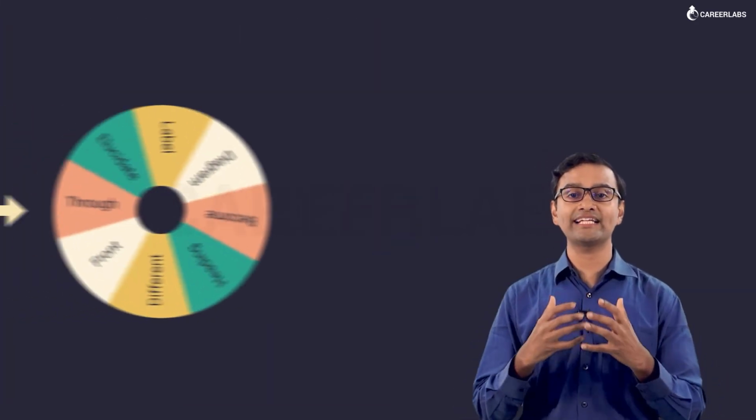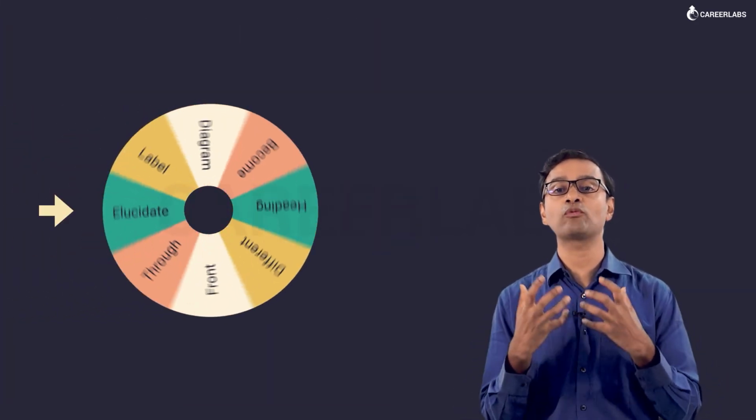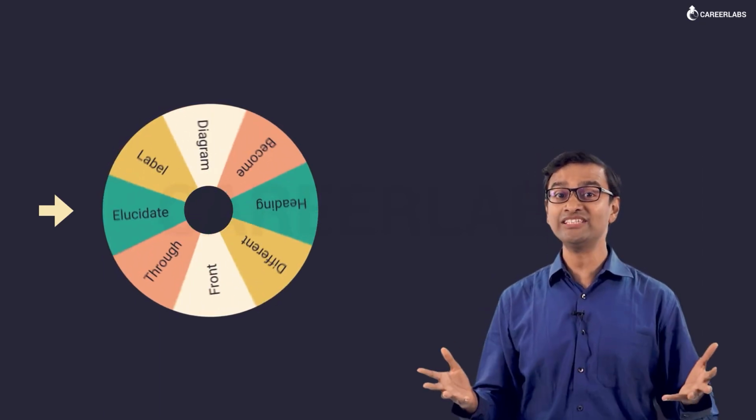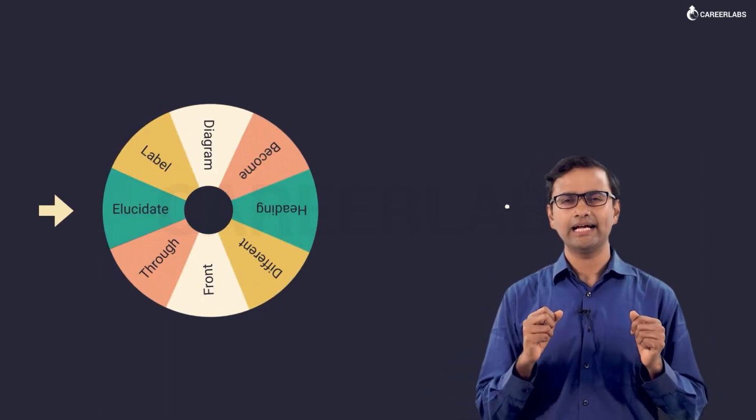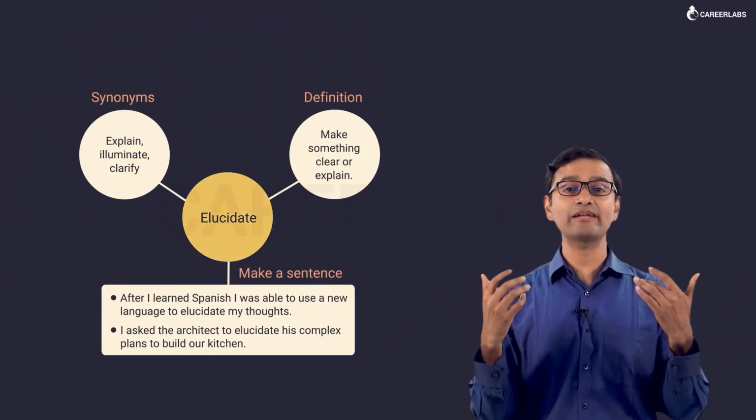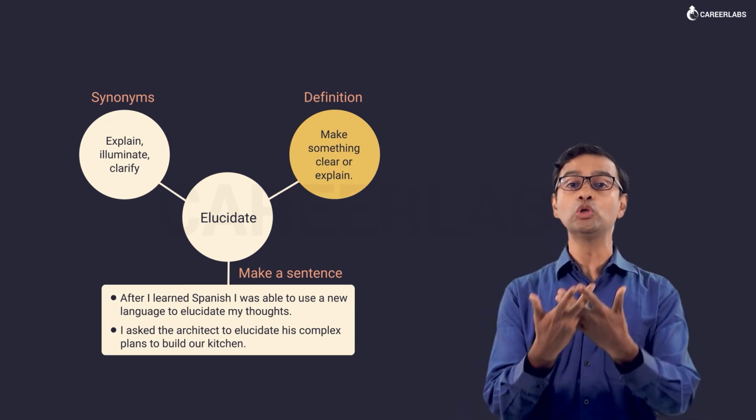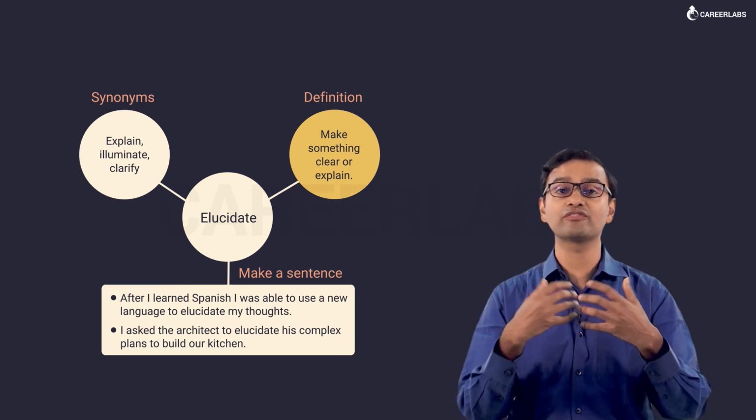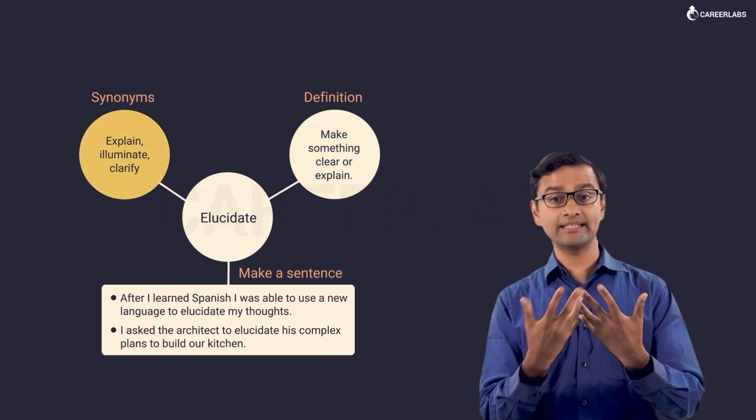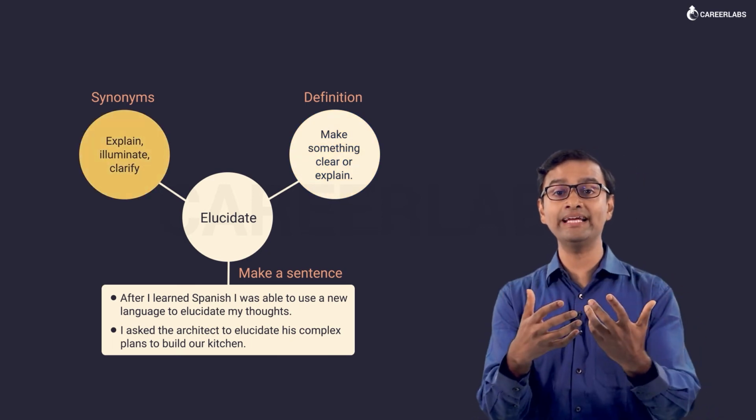Now, before we head to the next video, let's find out what our vocabulary word is. It's elucidate. One second. Let me just clear my thoughts on this. Okay? So, elucidate means to make something clear or to explain. It is similar to the word lucid, which makes up a large part of this word. Let's take a look at its synonyms, which are explain, illuminate, and clarify.